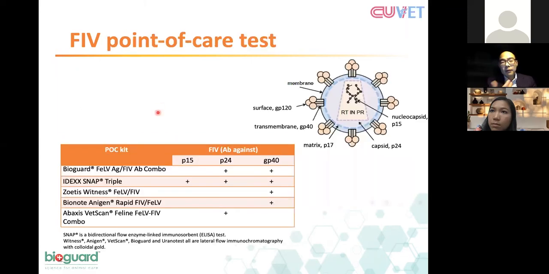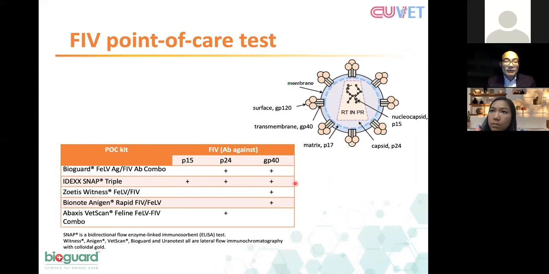The point of care test for FIV is slightly more complex compared to FeLV. For FeLV, all brands detect the same thing, the p27 antigen, the capsid protein of the virus in the blood. But for FIV, they all detect antibodies against FIV, but with different specificity. Look here on the table at the Bioguard FeLV antigen/FIV antibody combo. They aim to detect antibody against both the capsid protein, a highly immunogenic protein, and also the transmembrane portion of the glycoprotein, gp40.